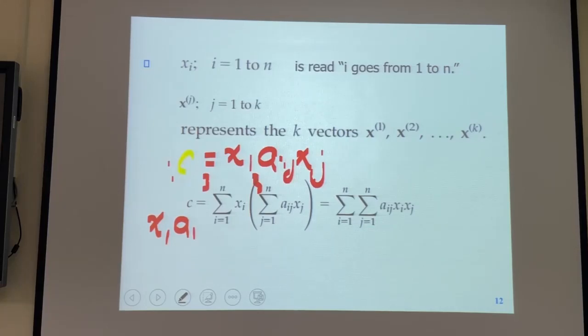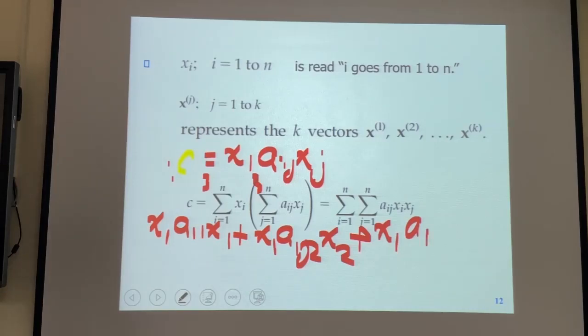A1 is A11 x1 plus x1 A12 x2 plus x1 A13 x3. Remember, usually we start from 1, i the same, z the same. See, 1 1, 2 2, 3 3, plus. So this is the Einstein summation.